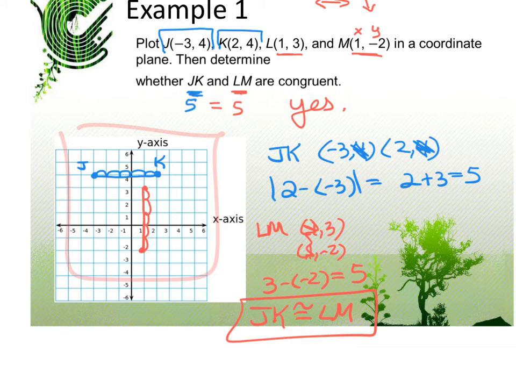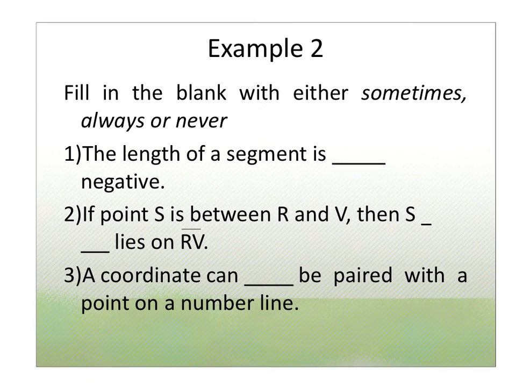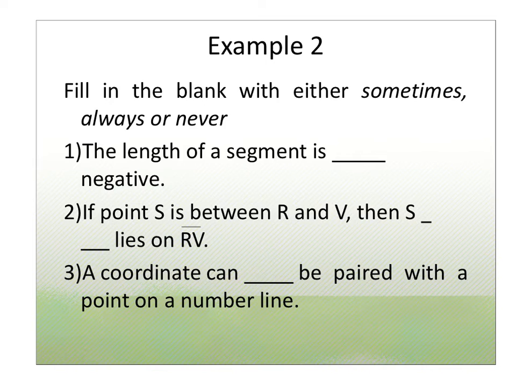Everybody good? All right, let's do some sometimes, always, or never questions. So again, you had to do some in the homework. So these are like true false questions on steroids. They're a little bit more challenging. So here it says the length of a segment is blank negative. So is it sometimes negative, always negative, or never negative? So the length will never, good. Distance is never a negative number.